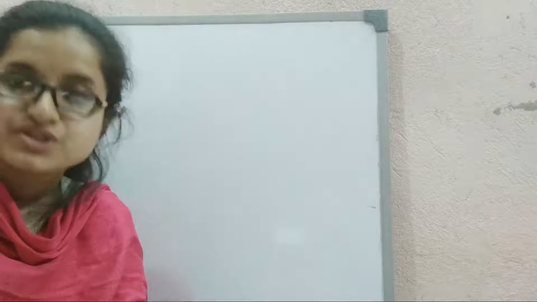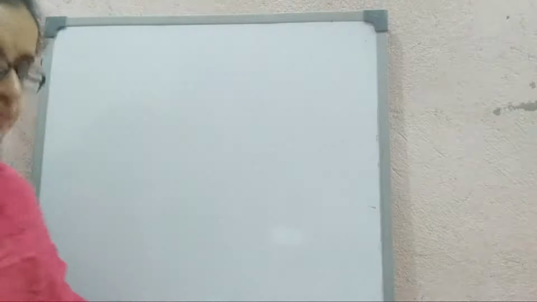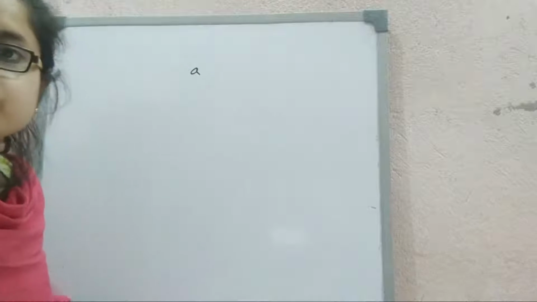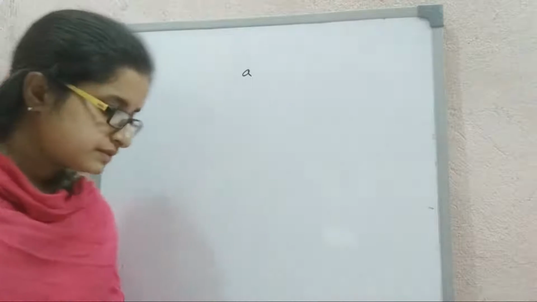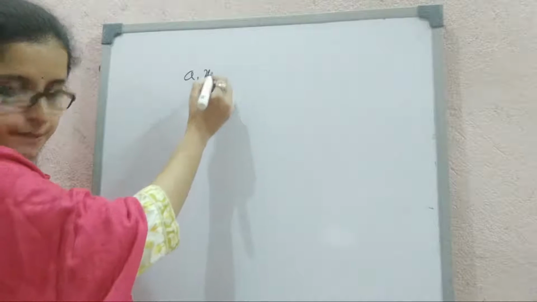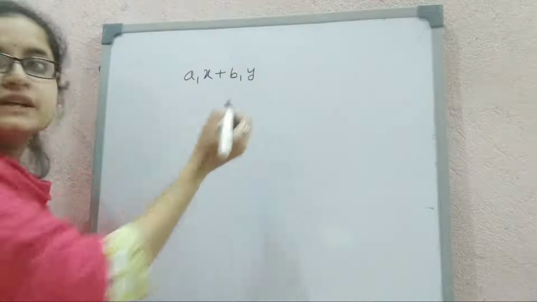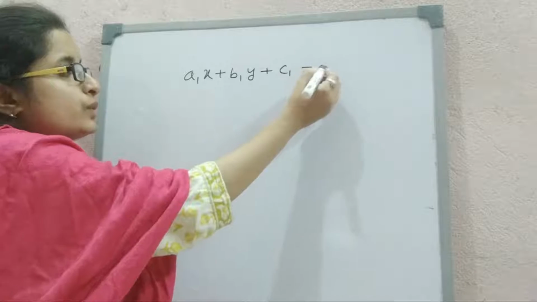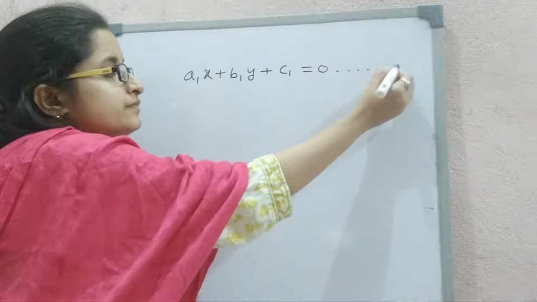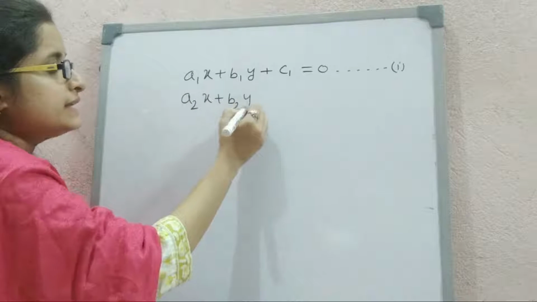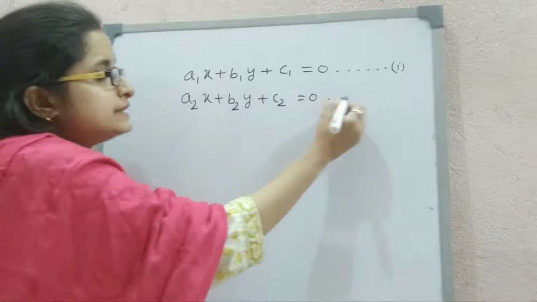Today I will teach you the cross multiplication method. Here there is a rule: if two equations are a1x plus b1y plus c1 is equal to 0, this is equation 1, and a2x plus b2y plus c2 is equal to 0, this is equation 2.